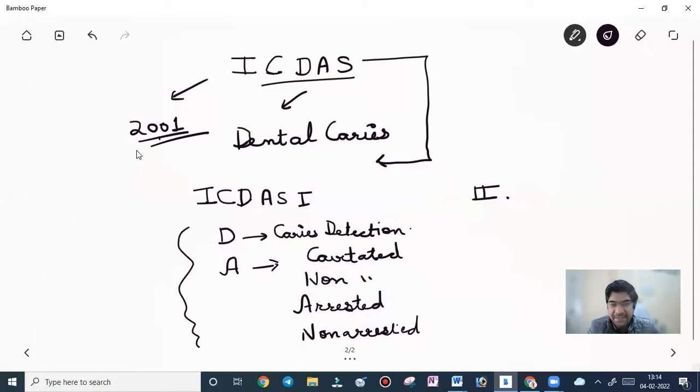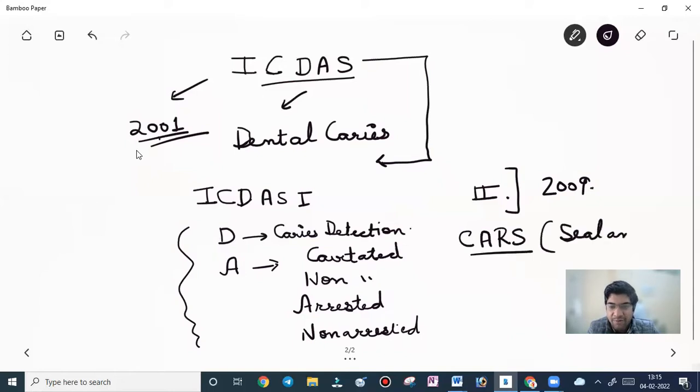The ICDAS 2 criteria was developed in the year 2009. So what does it include? It includes both the coronal caries and caries that is associated with the restoration and sealants, along with the root caries.